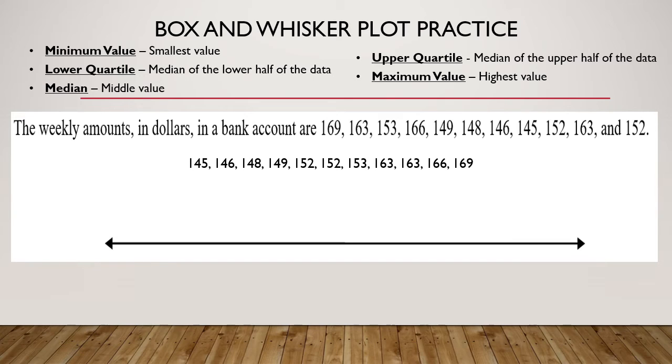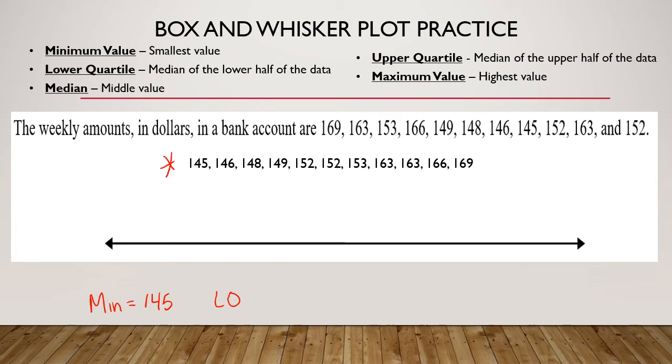First things first, I need to find all of my data points in order to go through and create my box and whisker. I've already put them in order from least to greatest. That's these values right underneath here. I'm going to start by simply writing my minimum value, and I'm going to write it down here so I can create my box and whisker in just a little bit. So my minimum value is 145.